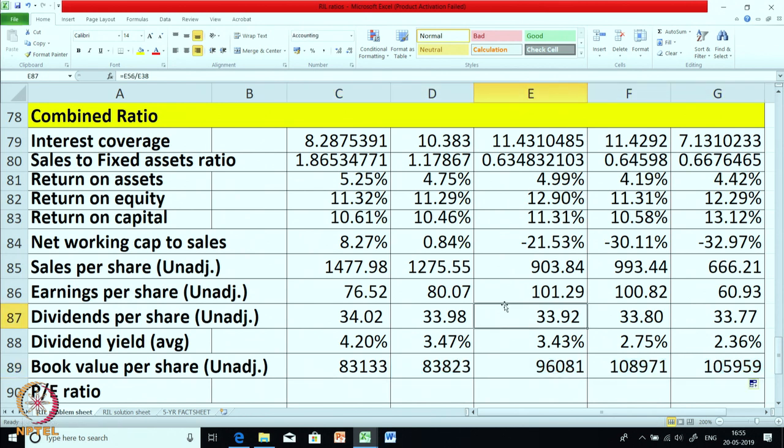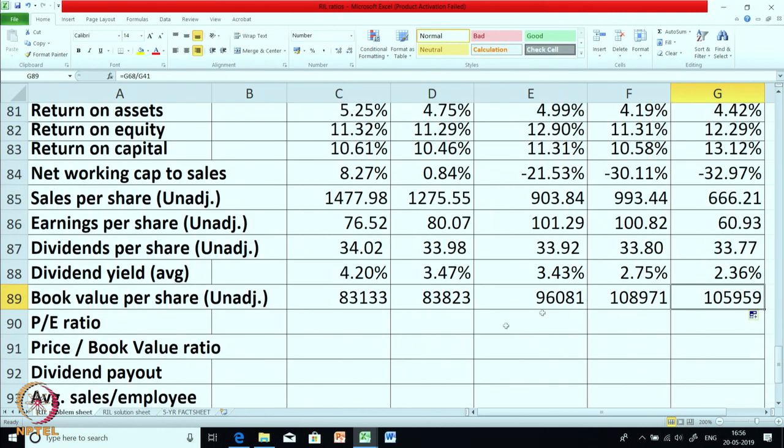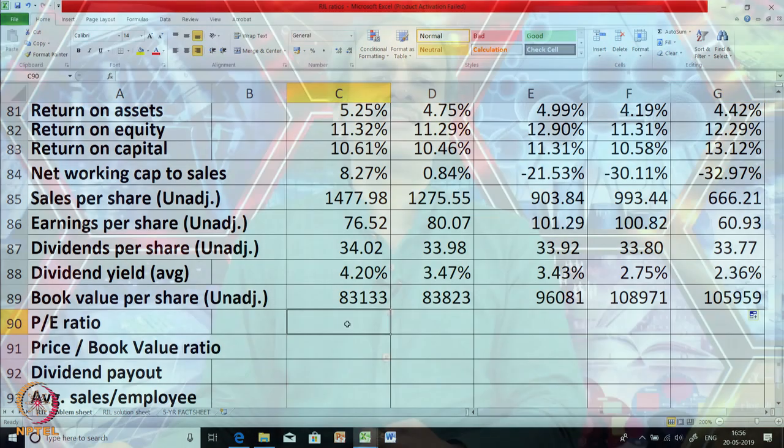This is going to be a pretty high amount. It represents the total value of the company if the whole of the company is sold off today, on a per share basis. So it is 83133 in terms of millions of rupees, and it has now gone up to 105959. The next ratios are price related ratios, PE ratio.